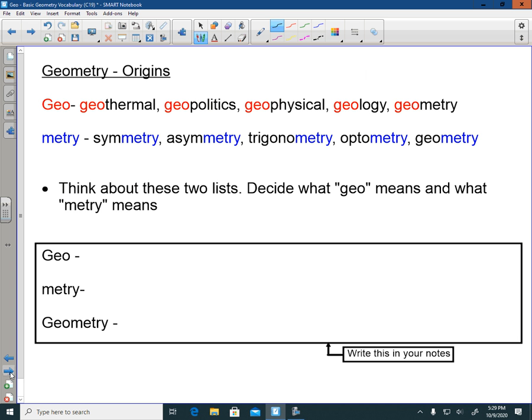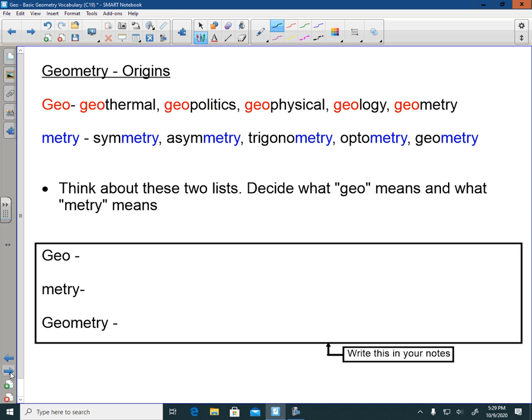So the word geometry is something we might want to think about what it means. We see the first part of that word, geo, in other words like geothermal, geopolitics, geophysical, geology, and, of course, geometry. The second part of that word, metry, is in words like symmetry, asymmetry, trigonometry, optometry, and of course, geometry. So think about these two lists. Decide what geo means and what metry means. You can pause to give that some thought.